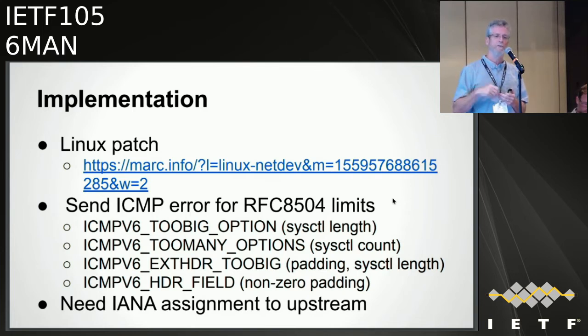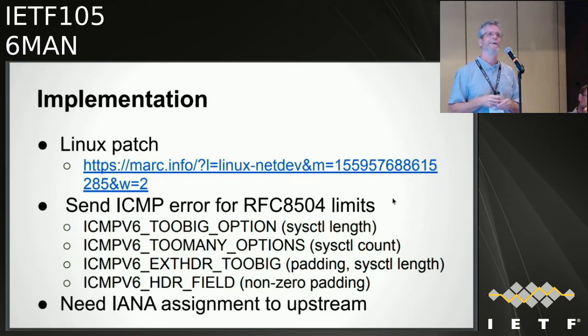So if they're not zero, we now send just a normal header field parameter problem. The feedback was basically pretty straightforward. We really can't take this into upstream Linux without the formal IANA assignments. So a little bit of a chicken and egg problem there.